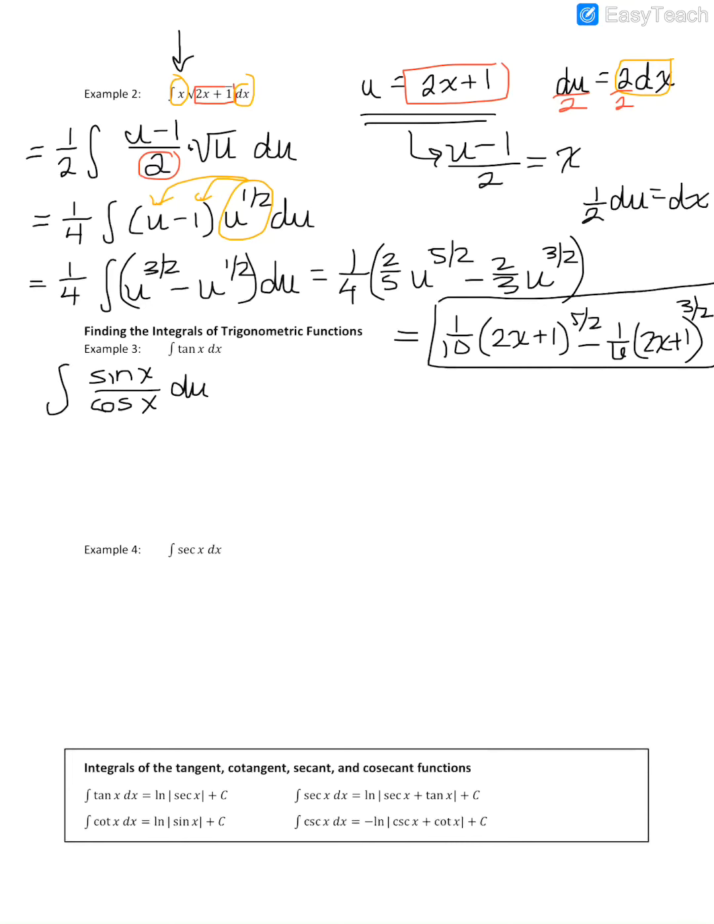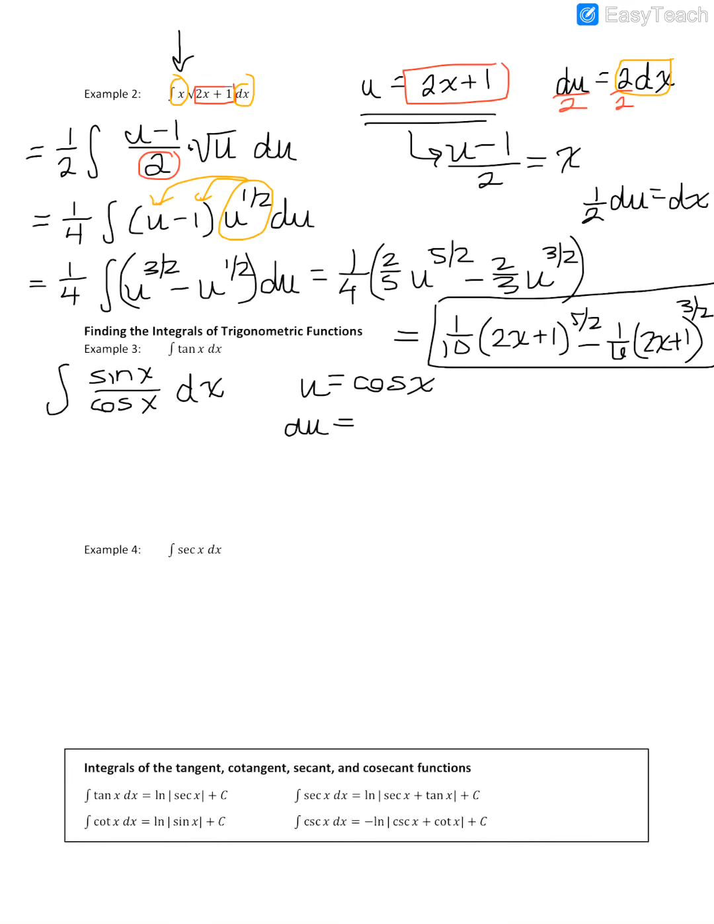All right, so which one do I want to make my u? Which one do I want to make my du? There is a right answer here. If I made sine my u, my du, oops, that was supposed to be dx there, would be cosine of x. Great. Here's the problem. It's on the denominator. I do not want my du in the denominator. That is a no-no. So I'm actually going to make my u cosine in this one.